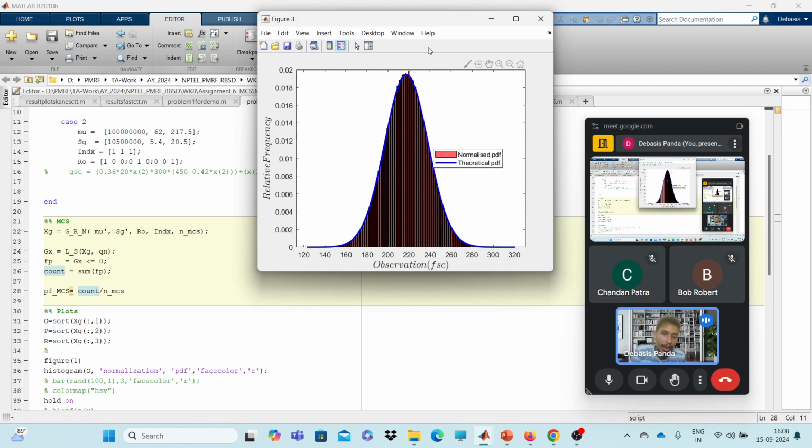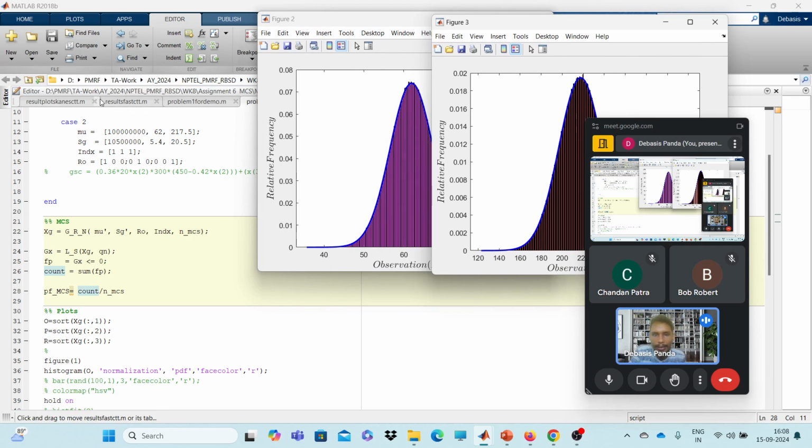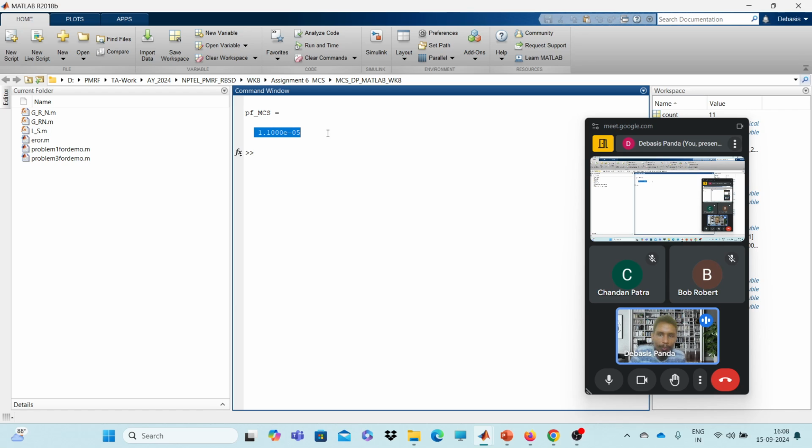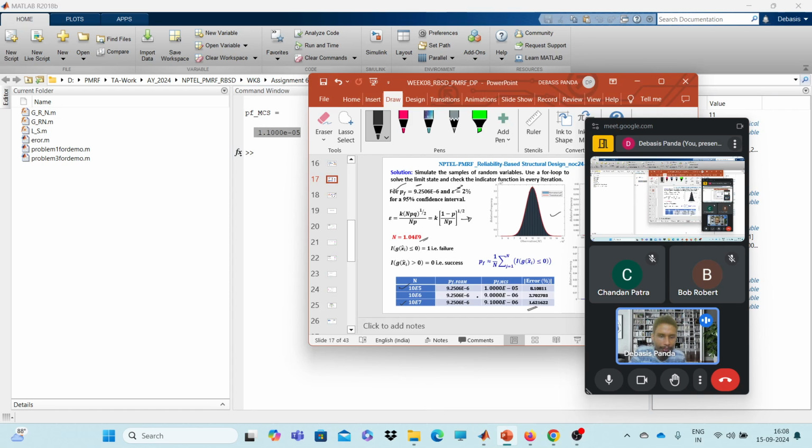Using 10 to the power 6 number of samples, we are getting good matches, but let's check the probability of failure. We are getting 1.1 into 10 to the power 5. Very close to that.